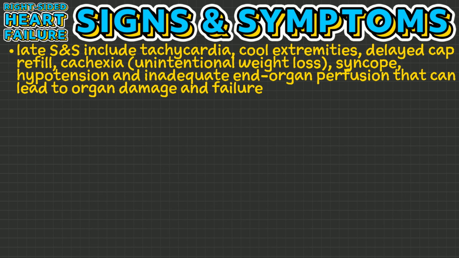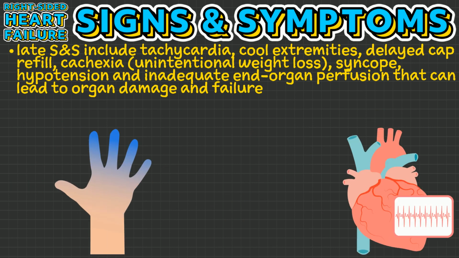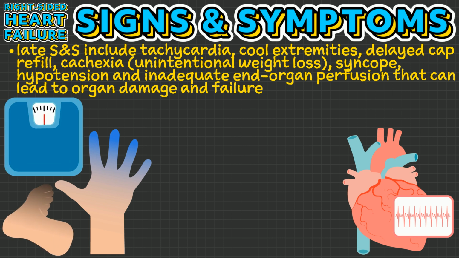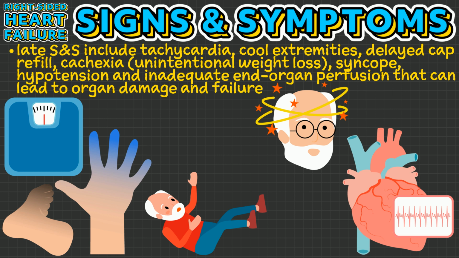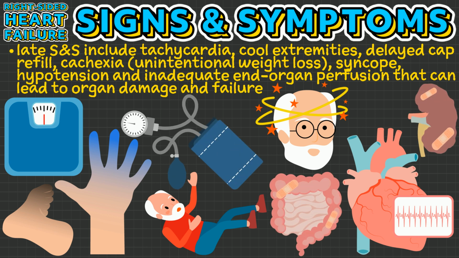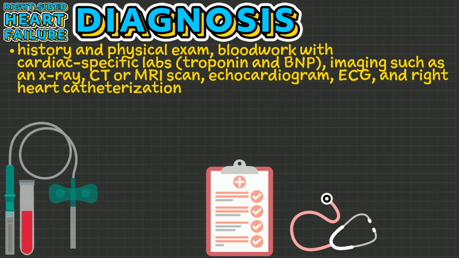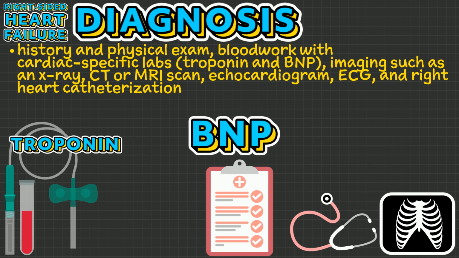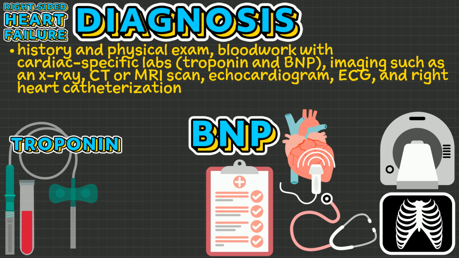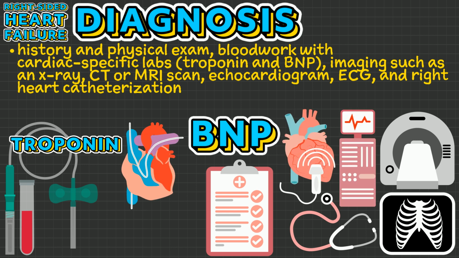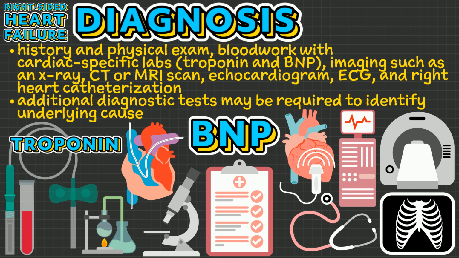Late signs and symptoms of right-sided heart failure include tachycardia, cool extremities, delayed cap refill, cachexia or unintentional weight loss, syncope, hypotension, and inadequate end organ perfusion that can lead to organ damage and failure. Diagnosis of right-sided heart failure generally includes a history and physical exam, blood work with cardiac-specific labs, such as troponin and B-type natriuretic peptide or BNP, imaging such as an X-ray, CT, or MRI scan, echocardiogram, ECG, and right heart catheterization. Additional diagnostic tests may be required to identify the underlying cause.